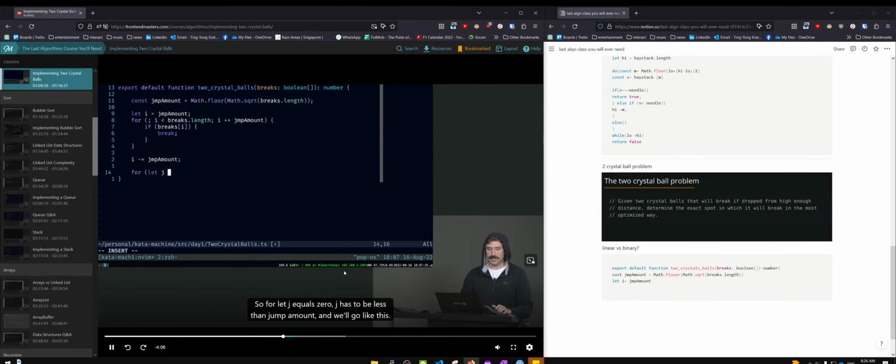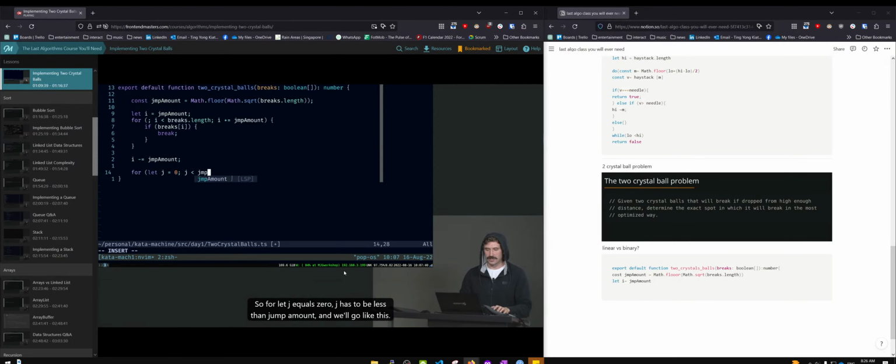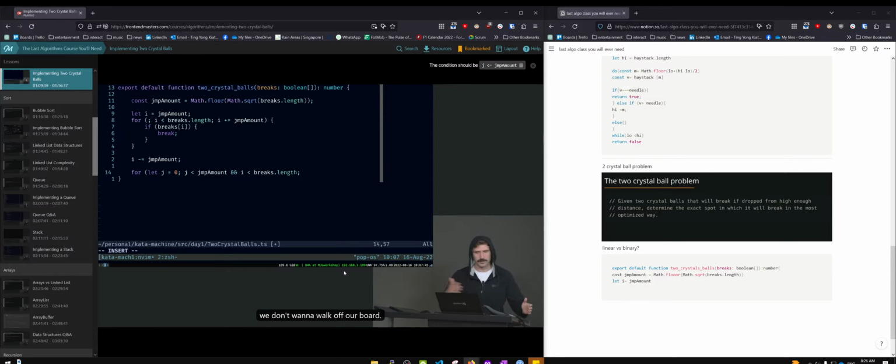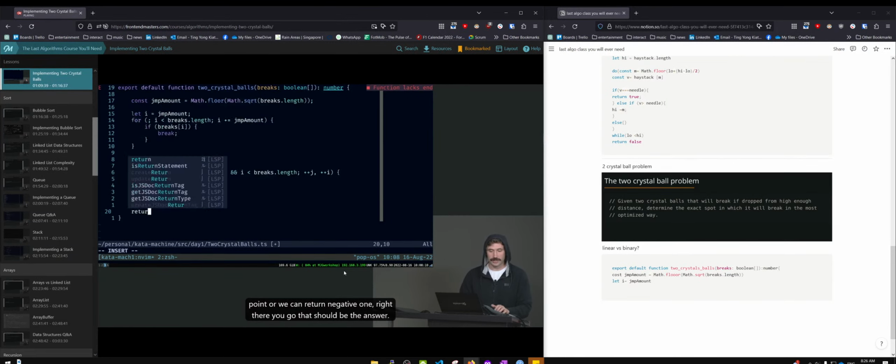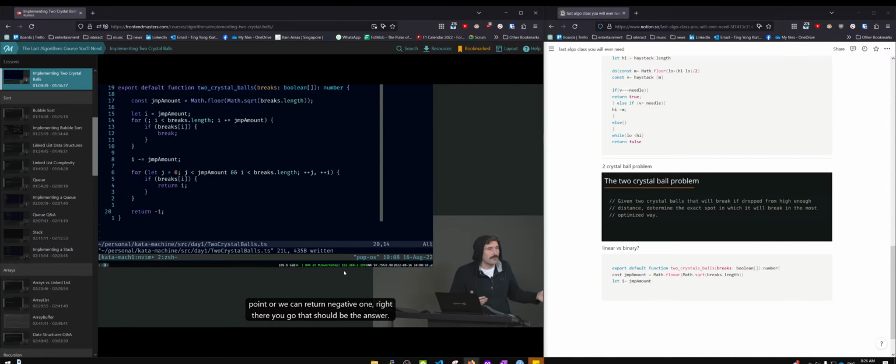So for let j equal 0, j has to be less than jumpAmount. And we'll go like this. i has to be less than breaks.length, just in case we walk off our board. We don't want to walk off our board. And then we can just go ++j. Awesome. So now we're going to make sure we walk a maximum of jumpAmount steps. If breaks[i], and I forgot one thing, ++i. There we go. If we find the breaking point, we can literally just return i at this point, or we can return -1. There you go. That should be the answer. I always get so nervous about to run this. Here we go.